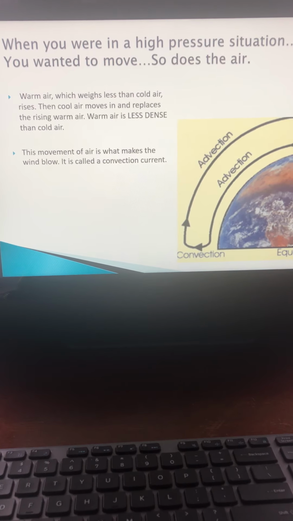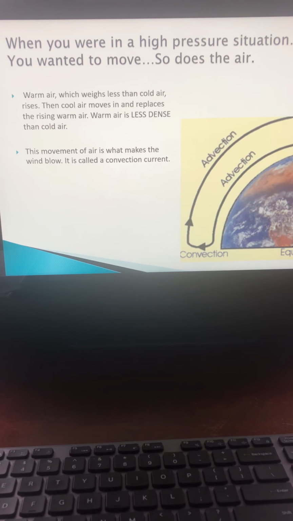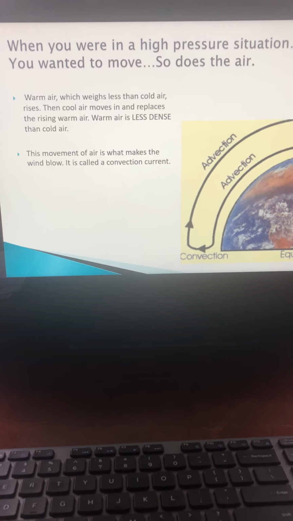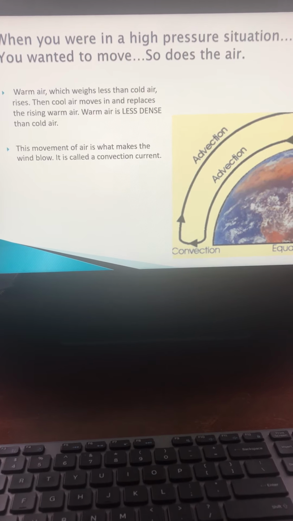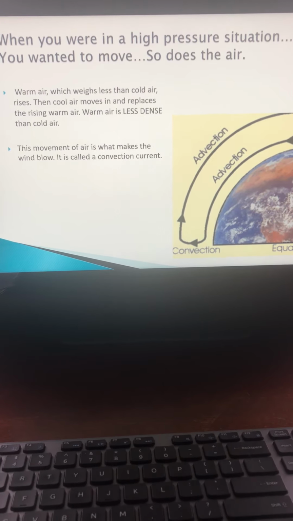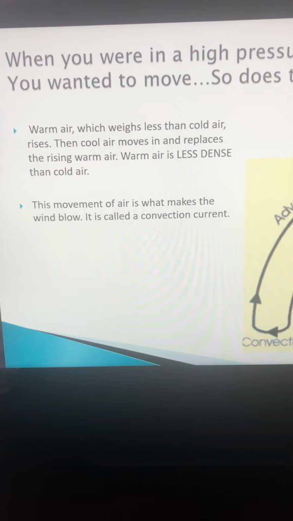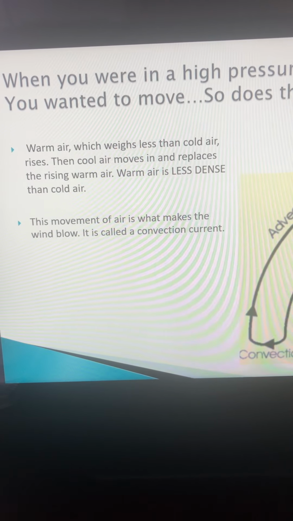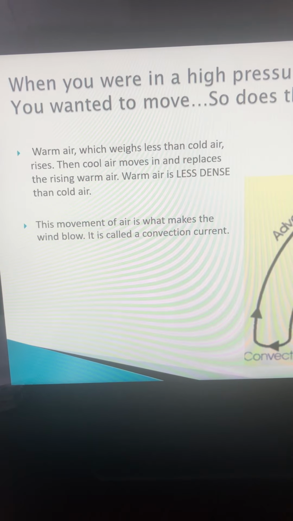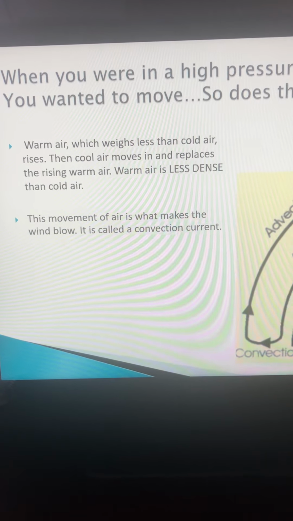So if you think about it, if ever in your life you've been in a high pressure situation, what did you usually want to do? You probably wanted to move and get out of there. And so we can use that same analogy with air. This goes on to say that warm air, which weighs less than cold air, rises. So warm air is always going to rise. Then cool air moves in and replaces the rising warm air.